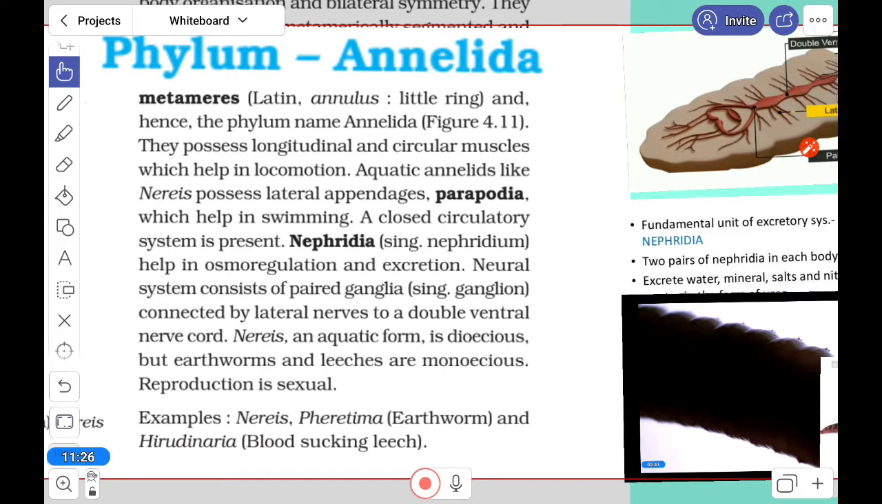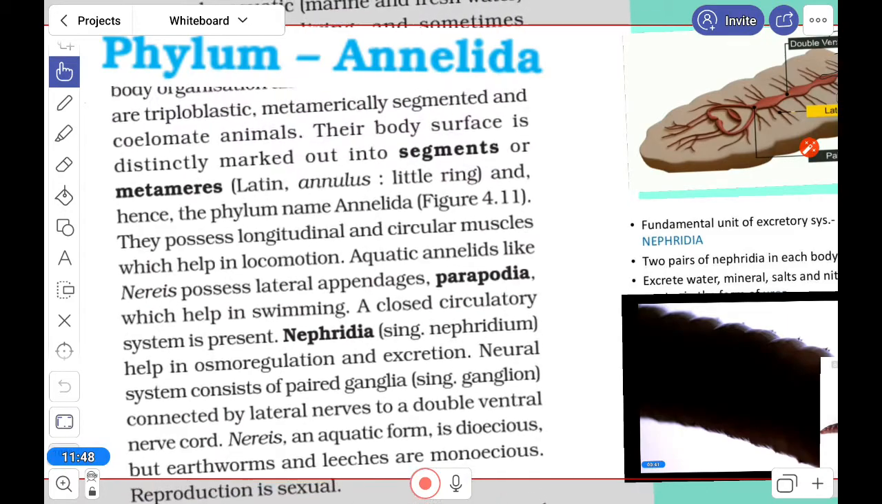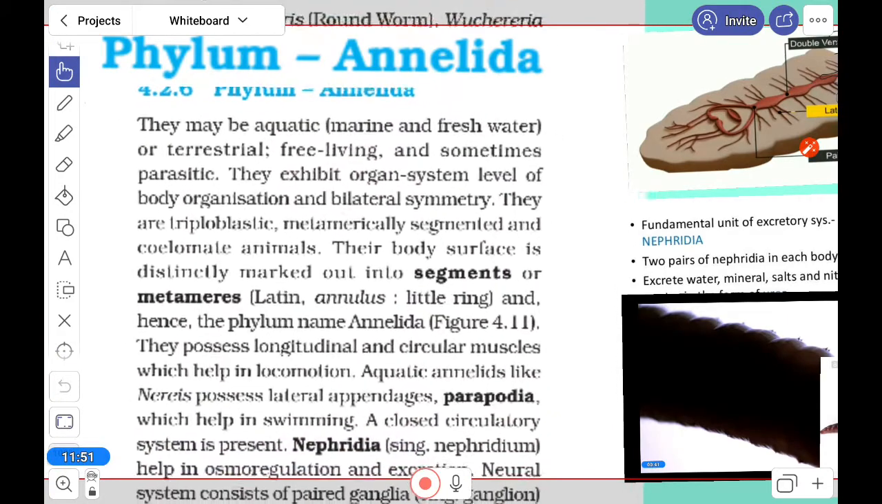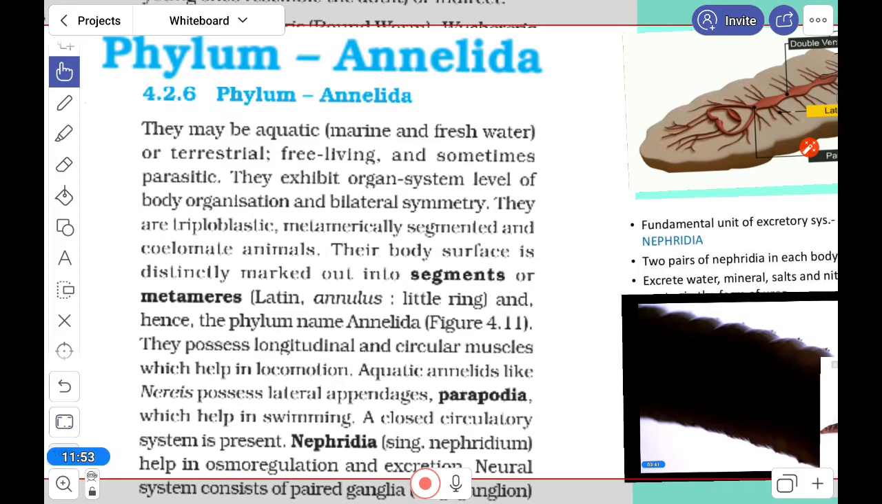Several other examples exist, and the very popular one is the earthworm, which you know. So you have to find out the points here, and write them in your copy. All the characteristics you have to write in order. First you have to start with: they exhibit organ level of organization, bilateral symmetry, triploblastic, metamerically segmented, coelomate, in one line. After that, gradually all other characteristics also appear.